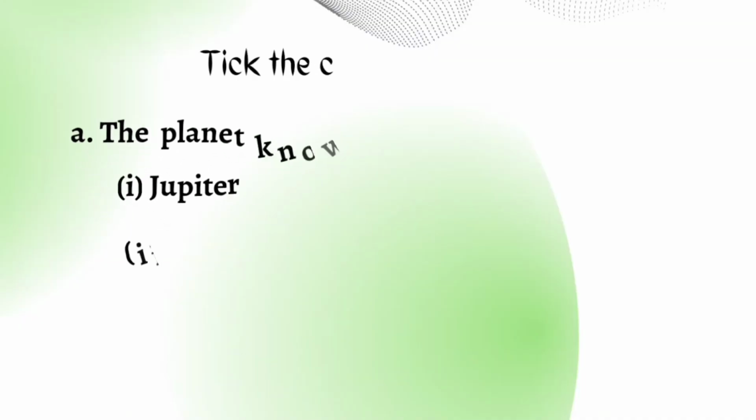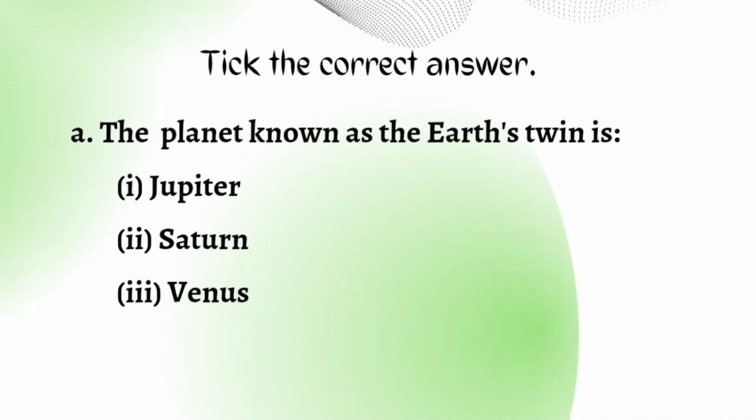Next section. Tick the correct answer. First question, A. The planet known as the Earth's twin is option 1 Jupiter, option 2 Saturn and option 3 Venus. So which planet is known as the Earth's twin? We have studied that due to the similarity between the two planets, that means they are similar in appearance as well as similar in their mass, one of the planets among these is the Earth's twin. Which is that planet? The answer is option 3 Venus. Venus is the Earth's twin.